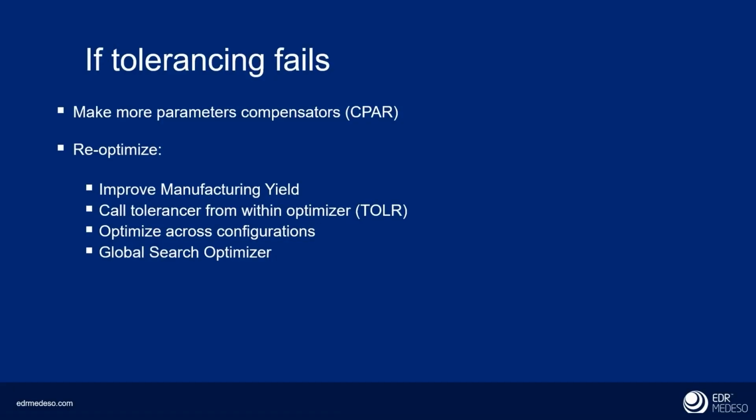Now, if you can't tolerance the design, zMAX provides many options. You can make any parameter a compensator using the CPAR operand.